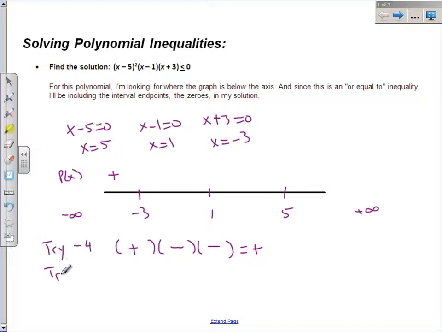Now let's try a number in the interval from negative 3 to 1. I'm going to try 0 because that's an easy one to pick in that interval. So let's plug 0 into our x. 0 minus 5 is negative 5. Squared is positive. 0 minus 1 is negative. 0 plus 3, well, that's positive. And if I multiply those numbers together, I get a negative. That means our polynomial is below the x-axis.